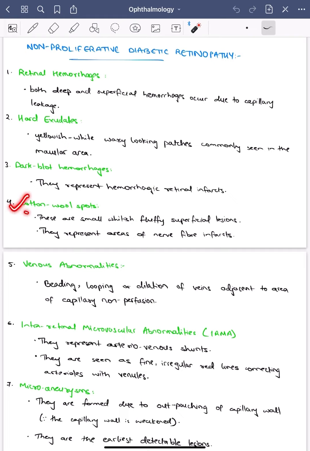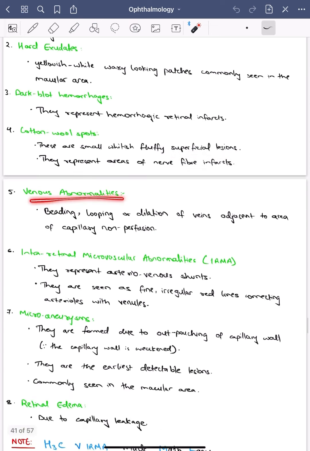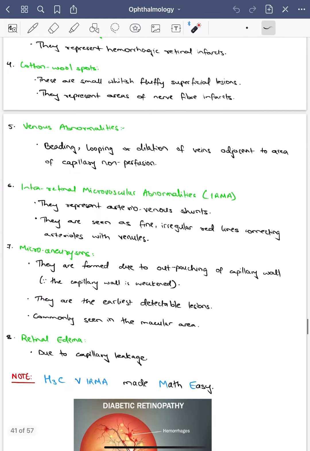The fourth is cotton wool spots. Now, these are whitish, fluffy, superficial lesions, and they represent areas of nerve fiber infarcts. The fifth is venous abnormalities. These include beading, looping, and dilation of the veins, which are adjacent to the area of capillary non-perfusion. Sixth is intraretinal microvascular abnormalities, or IRMA. Now, these represent the arteriovenous shunts.